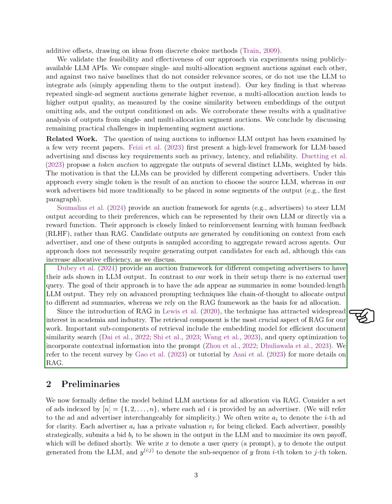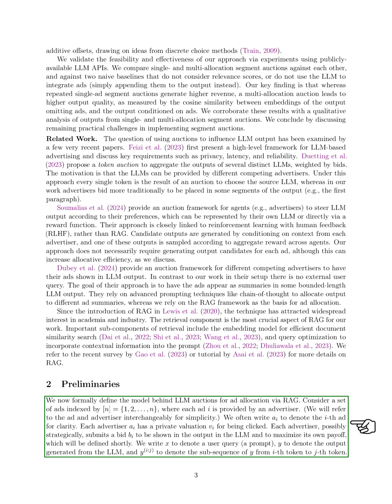Section: Preliminaries. In this section, we formally define the model behind LLM auctions for ad allocation via RAG. We consider a set of ads indexed by numbers, where each ad is provided by an advertiser. Each advertiser has a private valuation for their ad being clicked. Advertisers submit bids to be shown in the LLM output to maximize their own payoff.